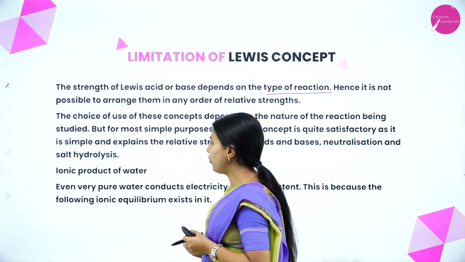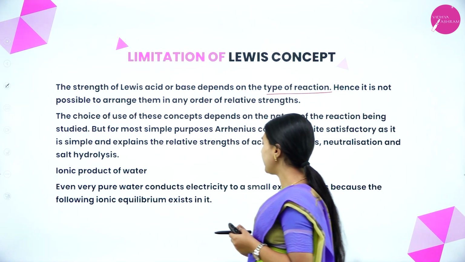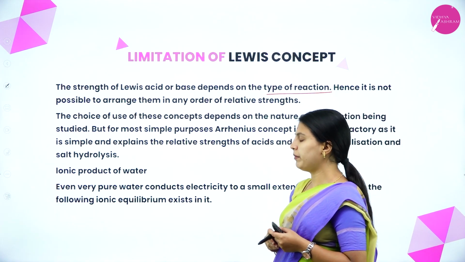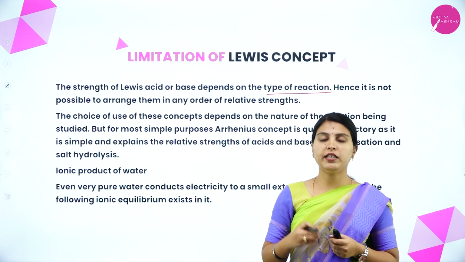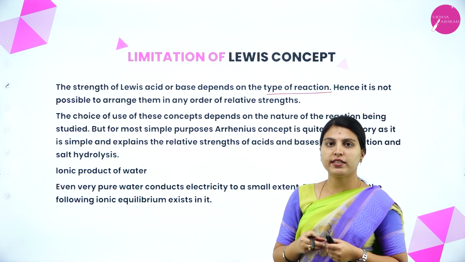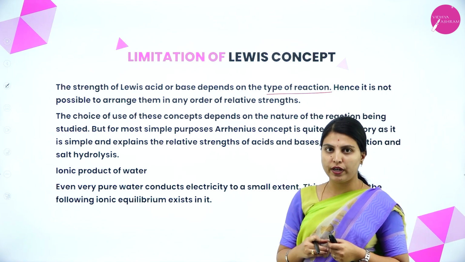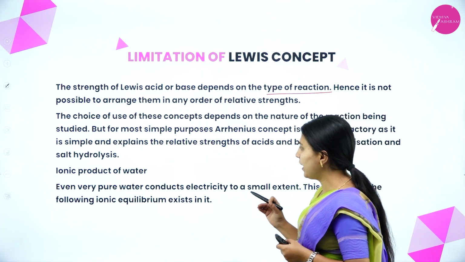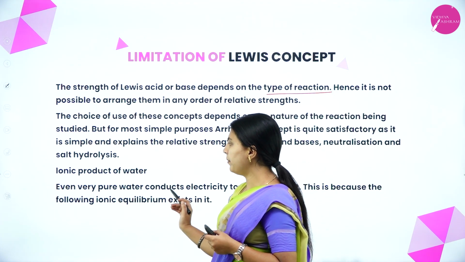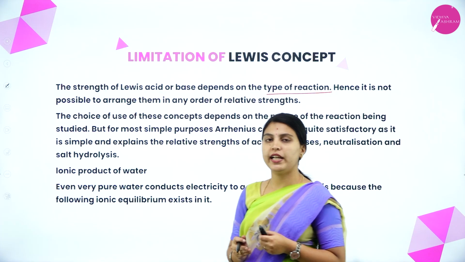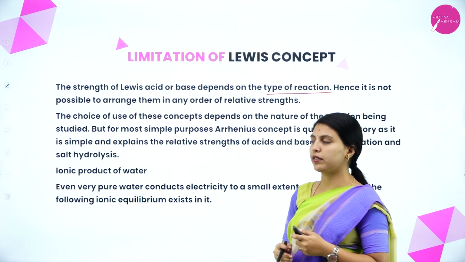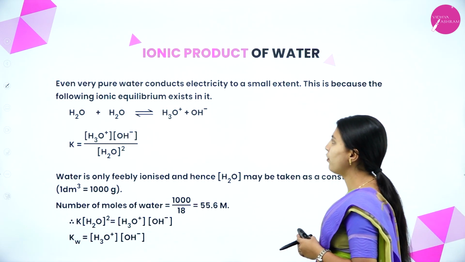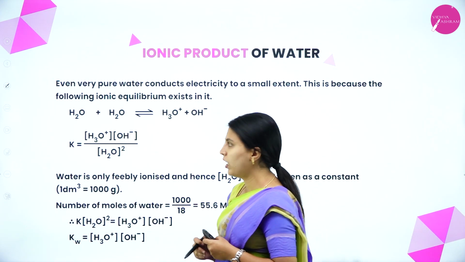Next, the ionic product of water. Even very pure water conducts electricity to a small extent. This is because the following ionic equilibrium exists in it. Usually we say water with impurities conducts electricity better than pure or purified water. But here they say that due to the ionic equilibrium, even very pure water conducts electricity to a small extent.